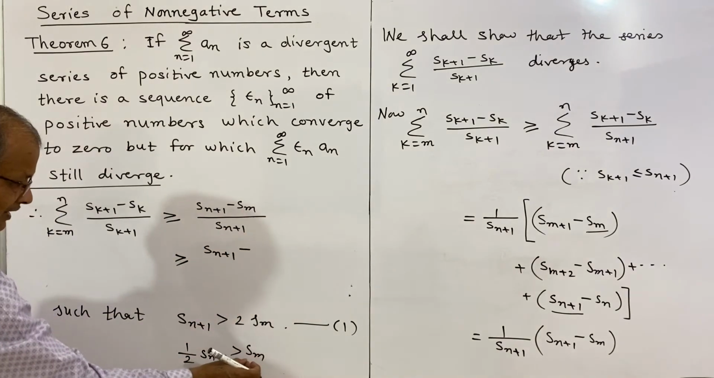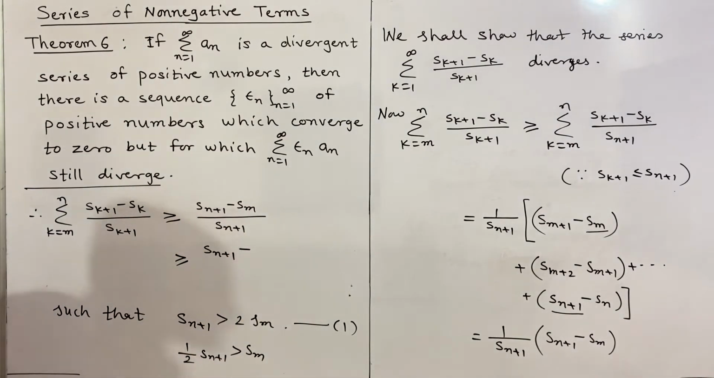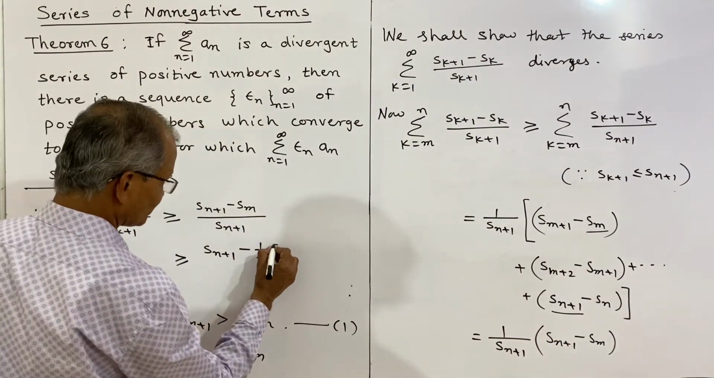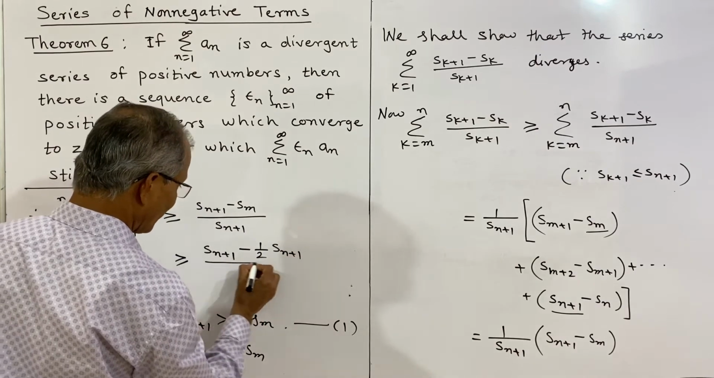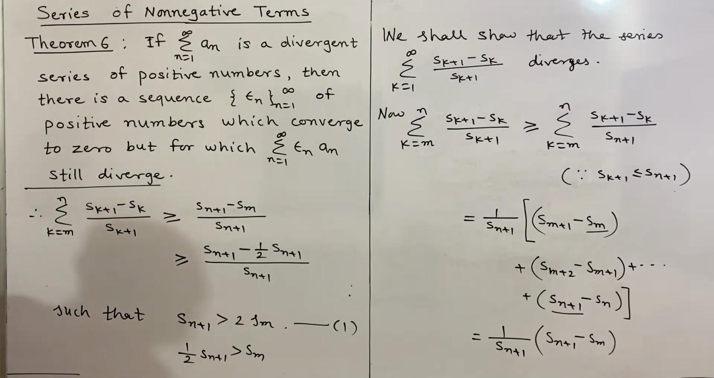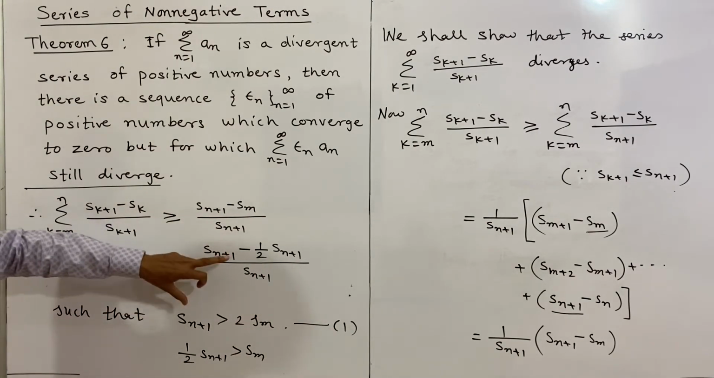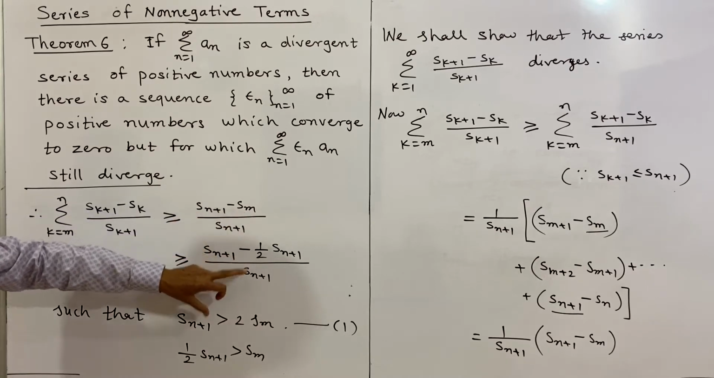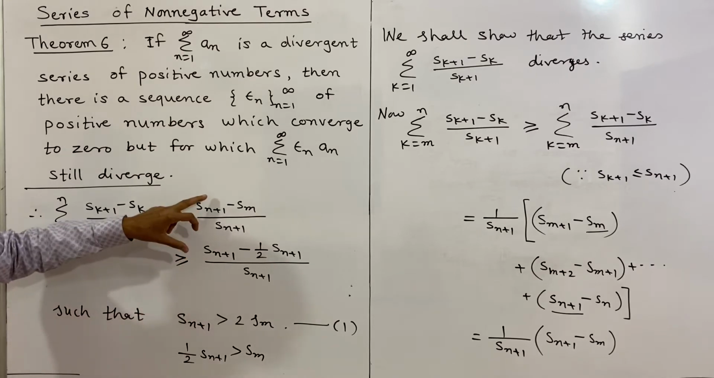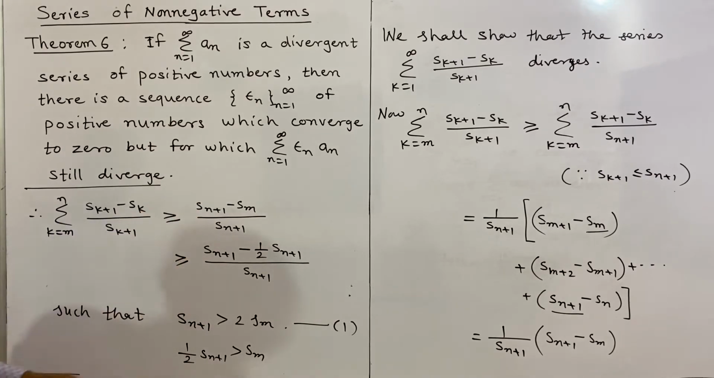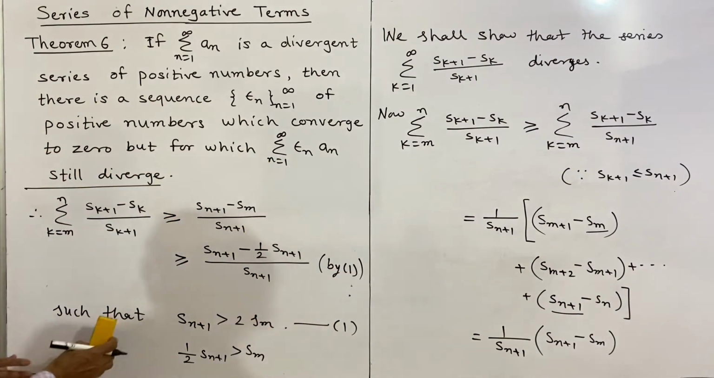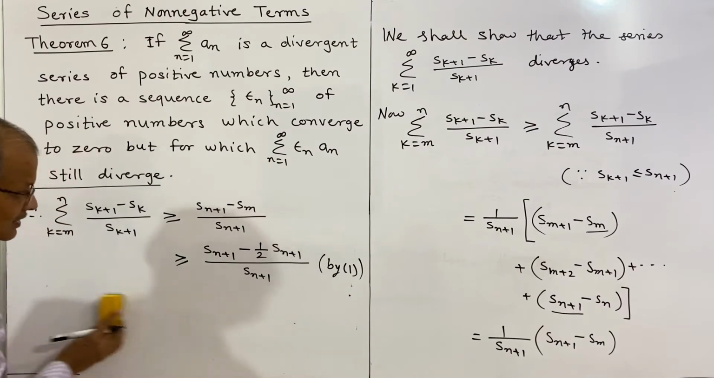this S_m is replaced by half S_{n+1}, divided by S_{n+1}. So we have subtracted, instead of S_m, a greater quantity, and therefore the value of this will be less, and that means the above will be greater. So because of 1 we can write by 1. This is the relation. But you see what is this expression.